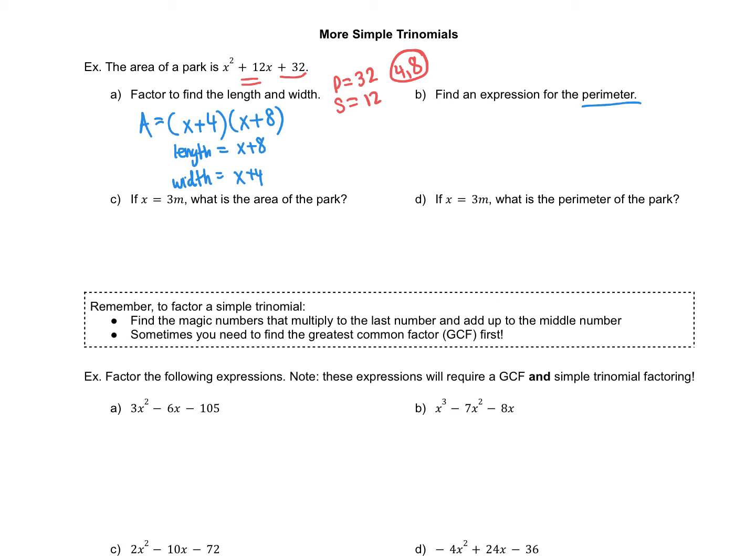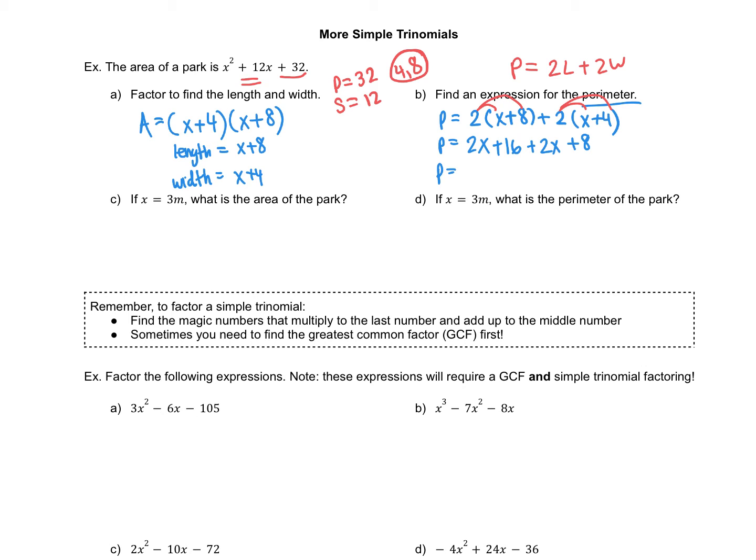Find an expression for the perimeter. Now just a reminder, perimeter is 2 lengths plus 2 widths because we're just adding all the sides of the rectangle. So perimeter, 2 times, well, our length was x plus 8, and then for the width, 2 times x plus 4. And now it's just a grade 9 distribution. So I'm going to take the 2 and bring it into the first bracket carefully. 2 times x is 2x, and 2 times 8 is 16. And then for the next one, I'm going to multiply the 2 in. So 2 times x is 2x, and 2 times 4 is 8.